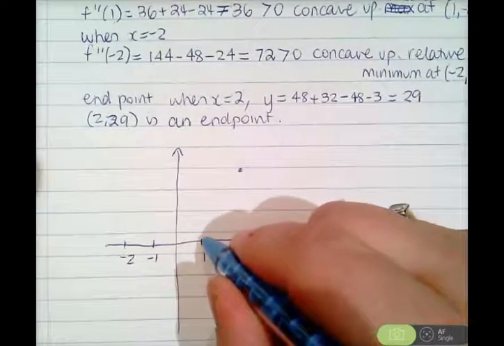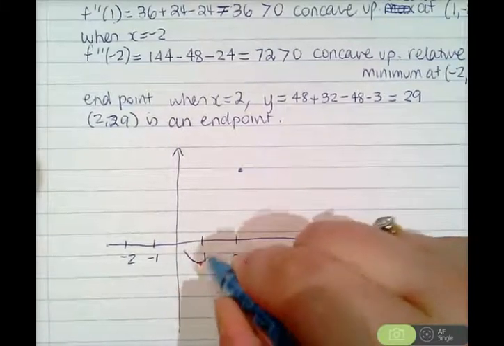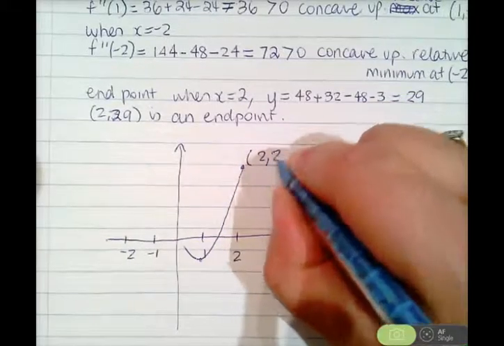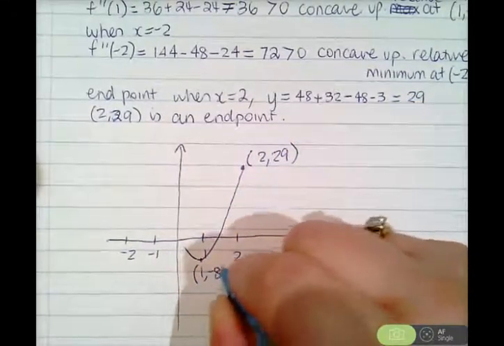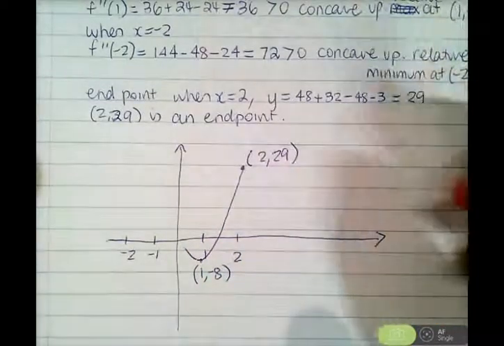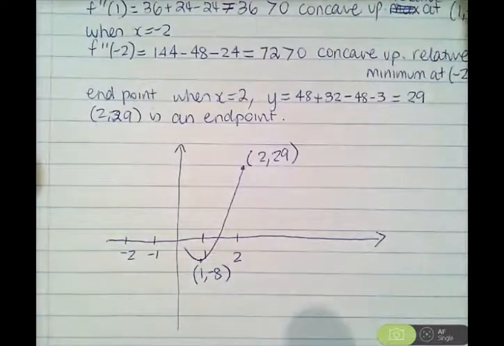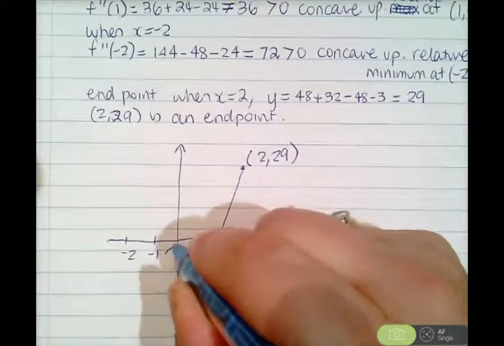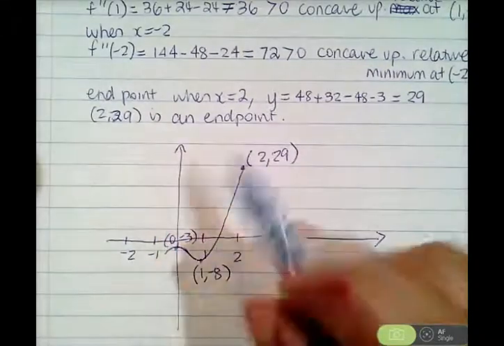When x is 1, we've got a minimum at 1, -8. So these are our points. We've got 29 as one of the endpoints of my domain. I've got 1, -8 as a minimum. When x is 0, y is -3. So at 0, -3, I've got a maximum. So here, at 0, -3, we've got a maximum.